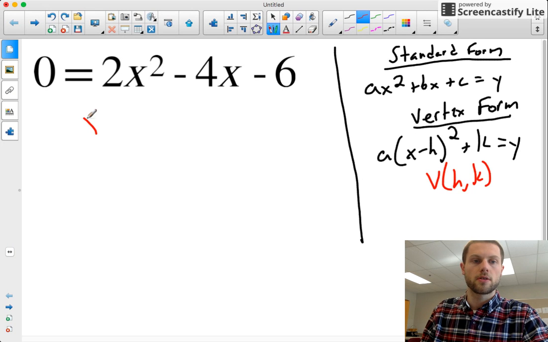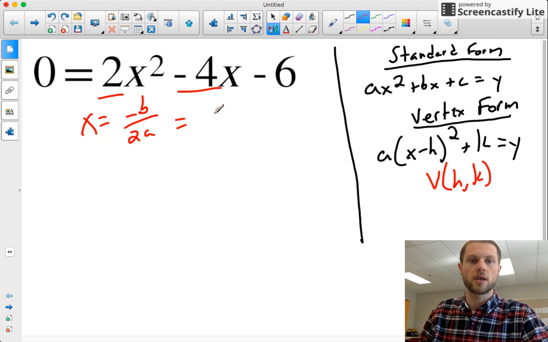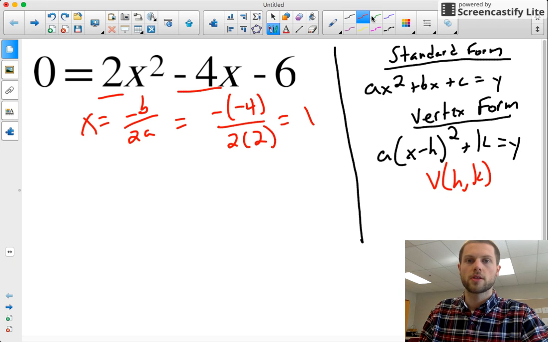So recall that to find the x value of the vertex, we take negative b over 2a. Here's my b, here's my a. In this case, that's going to be negative negative 4 over 2 times 2, which comes out to be positive 4 over 4, or just 1. So now let's plug in.